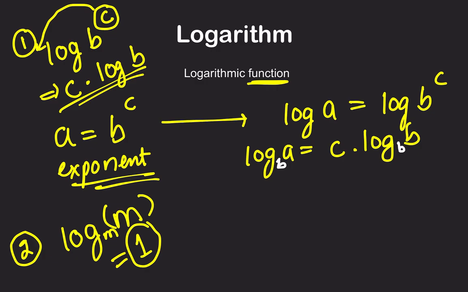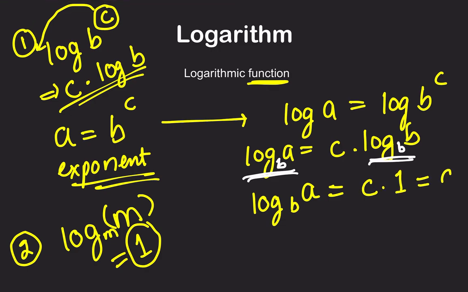So if I say that there is a log with base b here, all the logs which are in the equation, you have to use the same base. So log of A with the base B is equal to C dot log B base B, right? The next step is, this will remain the same, log of BA is equal to C dot 1 is equal to C. So C is equal to log of BA.